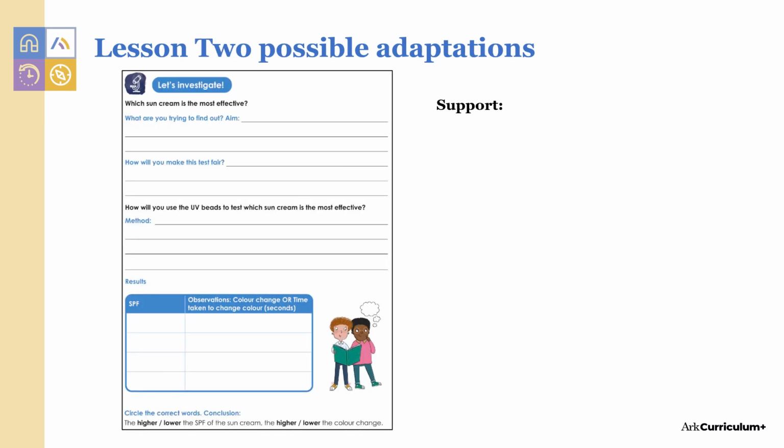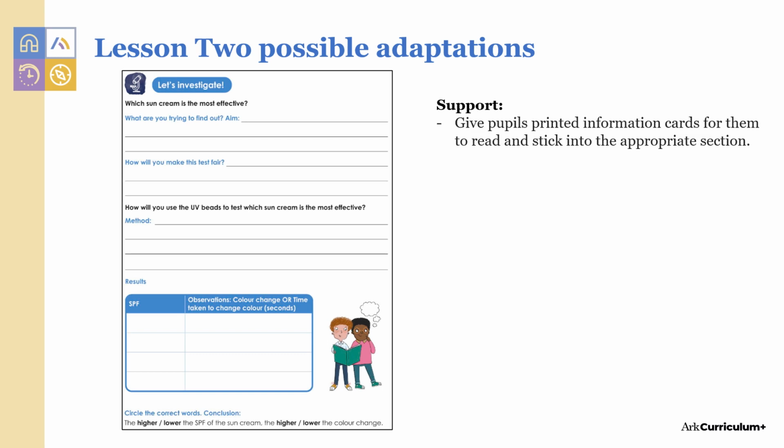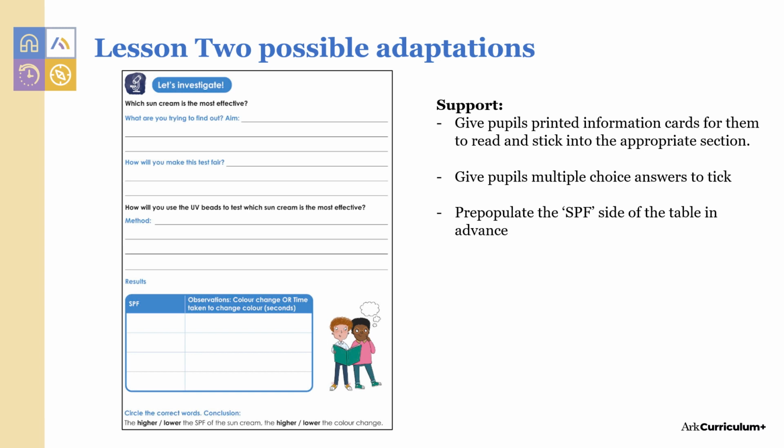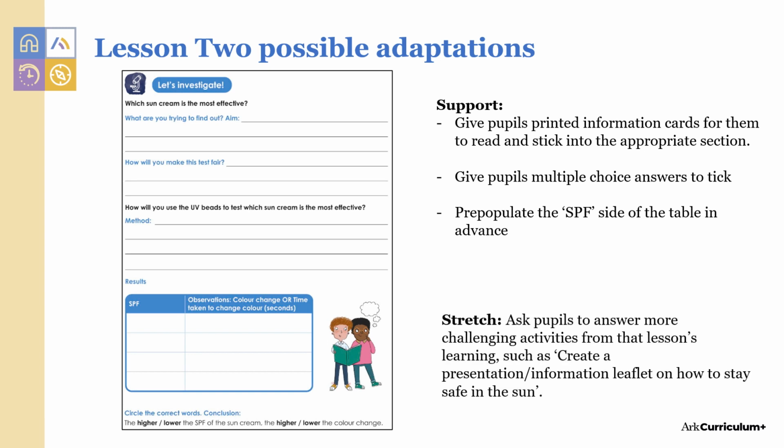In Lesson 2, pupils undertake an investigation about sun cream. Support pupils by giving them printed information cards for them to read and stick into the appropriate section, by giving pupils multiple choice answers to tick, and by pre-populating the SPF side of the table in advance. Stretch pupils by asking them to answer more challenging activities such as create a presentation or information leaflet on how to stay safe in the sun.